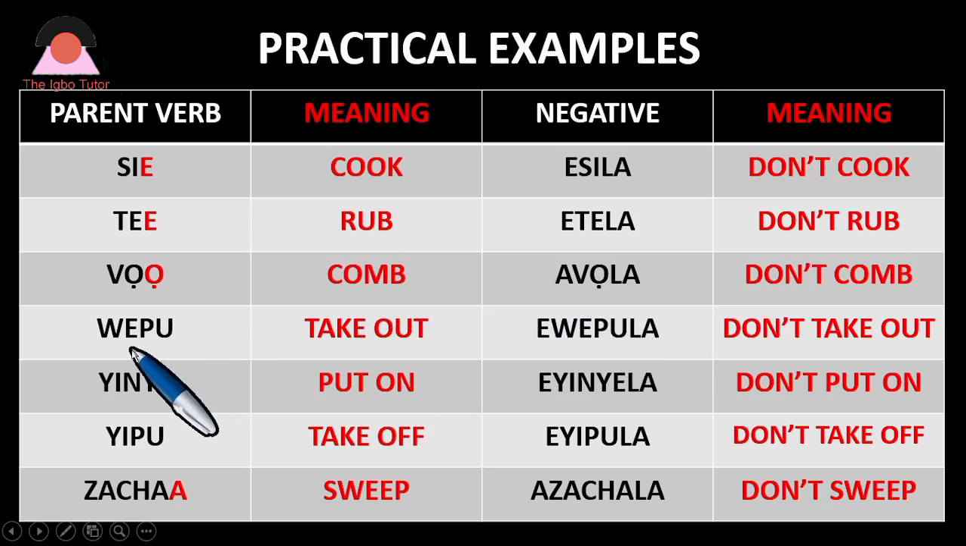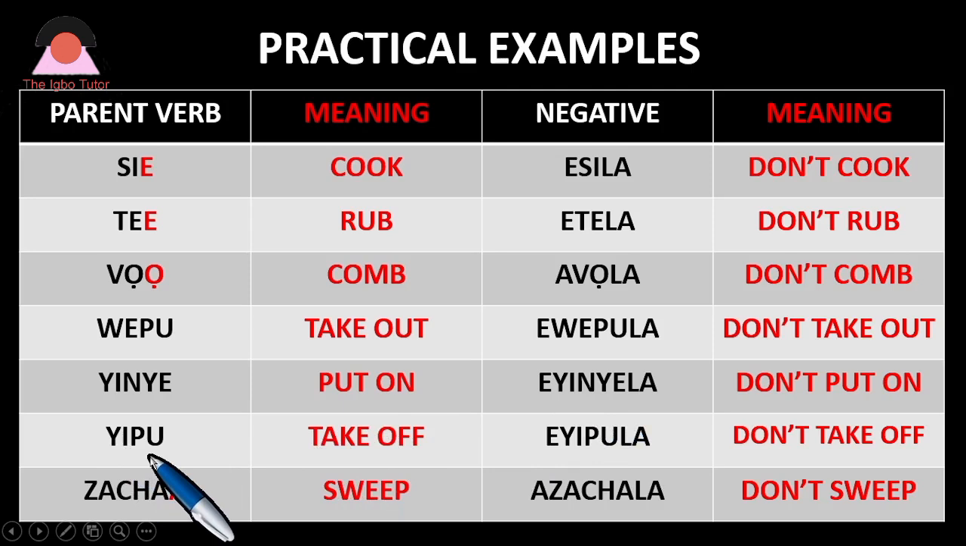Yeah, move on to next. And next is wepu, take out or take away. Negative instruction, ewepula. Move on to next, which is yinye, put on. Negative instruction, eyinyela, don't put on. This is used for putting on clothes on the body. Eyinyela. Move on to next, which is yipu, take off.